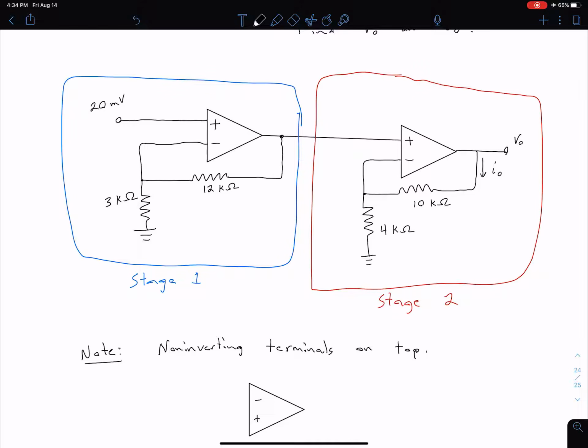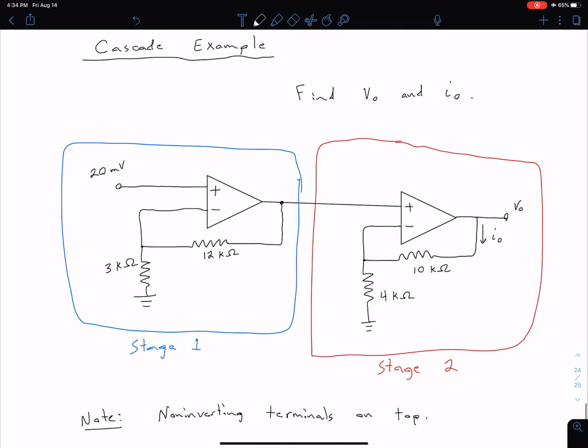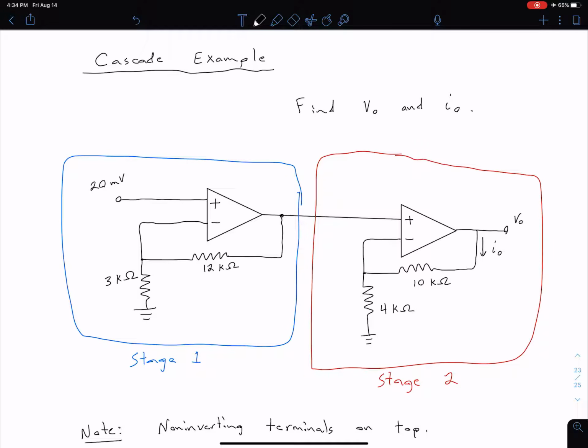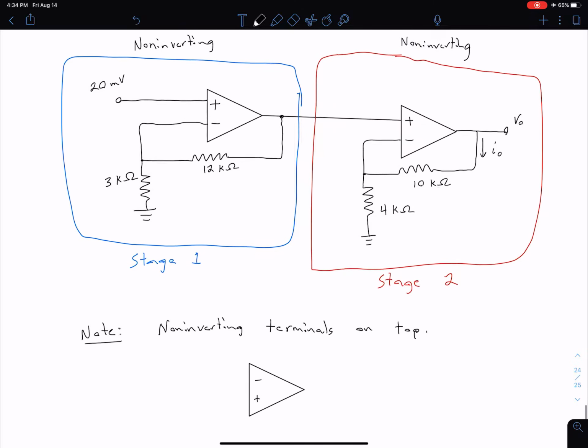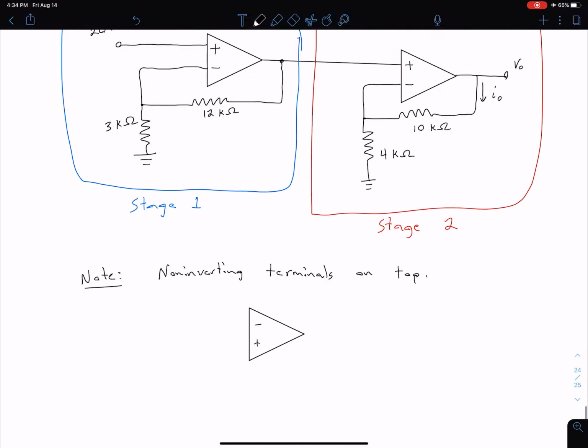So what we notice is if we look closer at both of these stages, we have two non-inverting stages. So we have a non-inverting stage here, and we can tell that because we have an input going directly to our non-inverting terminal, and then we have this resistor to ground and feedback resistor on our inverting terminal. And then we actually have the same configuration over here, so we have another non-inverting configuration here. And we see that the input to our non-inverting terminal of this second stage is just the output from our first stage.